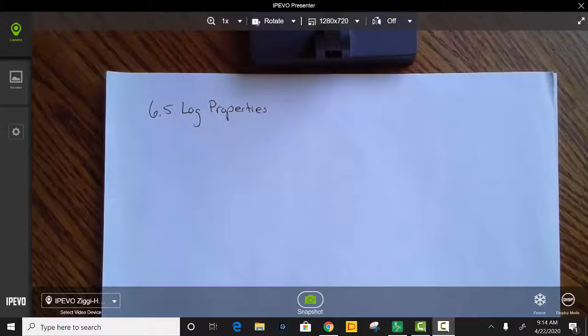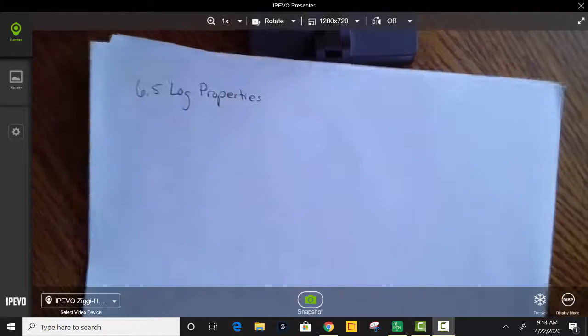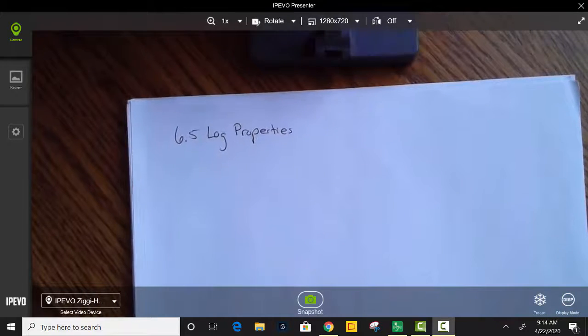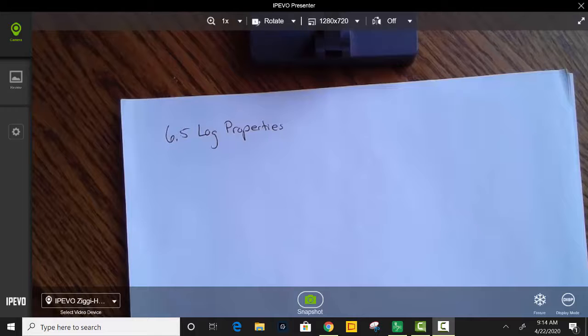Hey guys, in this video I'm going to cover 6.5, which is logarithmic properties. This is going to be like everything we need to lead into solving exponential and logarithmic equations. So this section is dedicated to more of just the properties though.